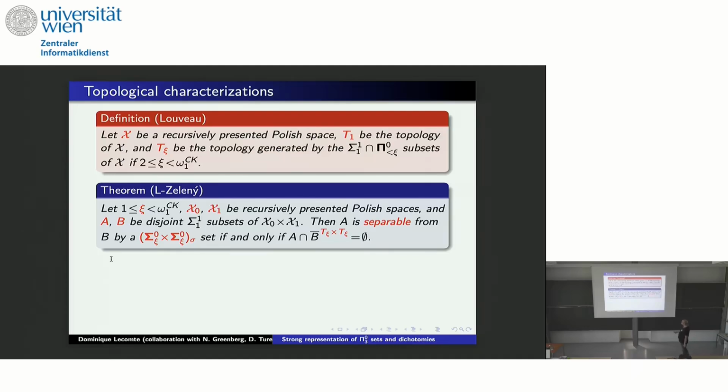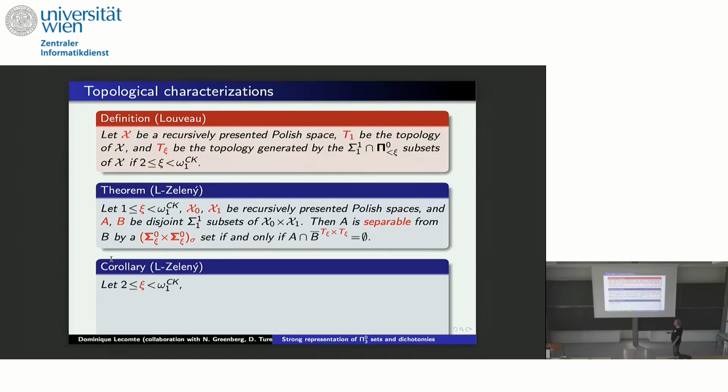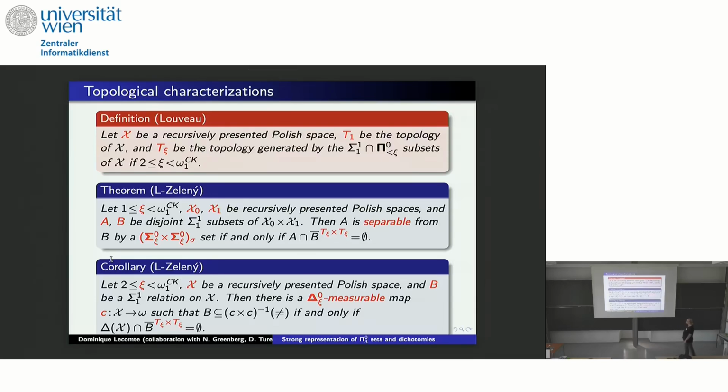And as a corollary of this, we have the same for coloring. So again, we want to avoid this zero-dimensionality problem. So assume that this time psi is at least 2. X is a recursively represented Polish space, and B is a light-face sigma 11 relation on X. Then you have a delta 0 psi measurable countable coloring of B exactly when the diagonal of X does not meet the closure of B for the same product topology psi times psi.